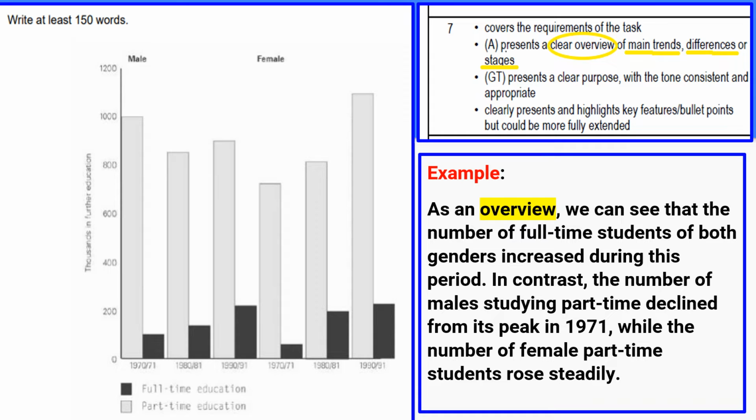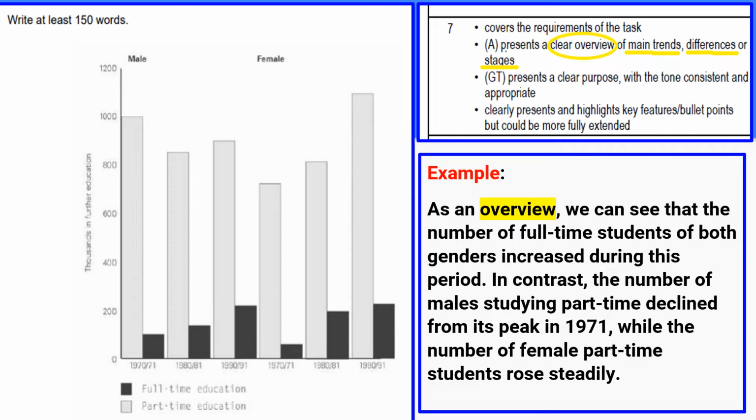You can see those in the top right of the slide, and here we can see the descriptors for the task achievement category at a band 7. Remember, the task achievement category in the public descriptors was the category on the left. The band descriptors actually tell us what a clear overview looks like. Look at the words I've underlined in yellow.